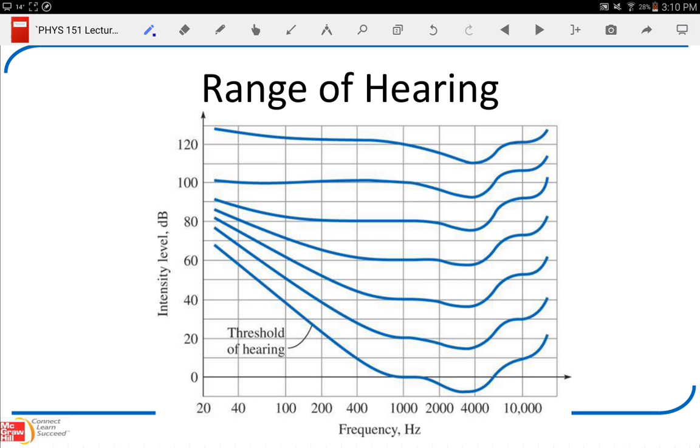This graph here is showing how well we hear. A typical person hears best at somewhere around 3,000 hertz. And your hearing gets much, much worse if you go much above 10,000 hertz, and it's pretty poor when you get down below 20 hertz.